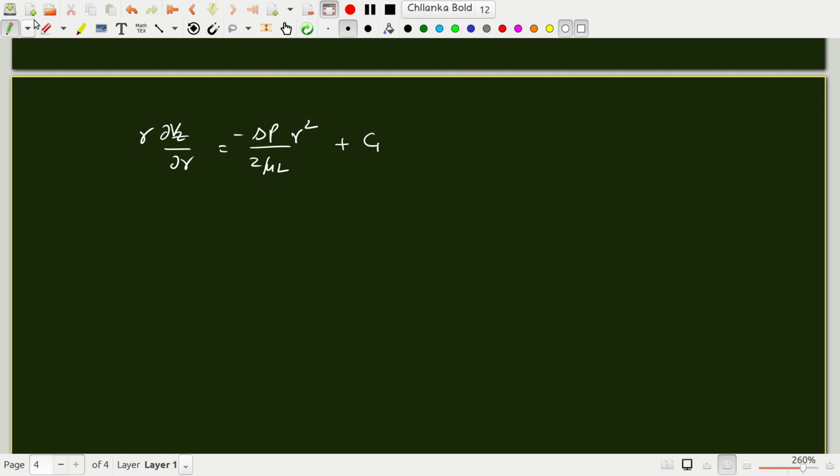Okay, now I can bring this r here. This will become C1 by r, and I will also get rid of an r because I have cancelled. So this is partial Vz partial r.